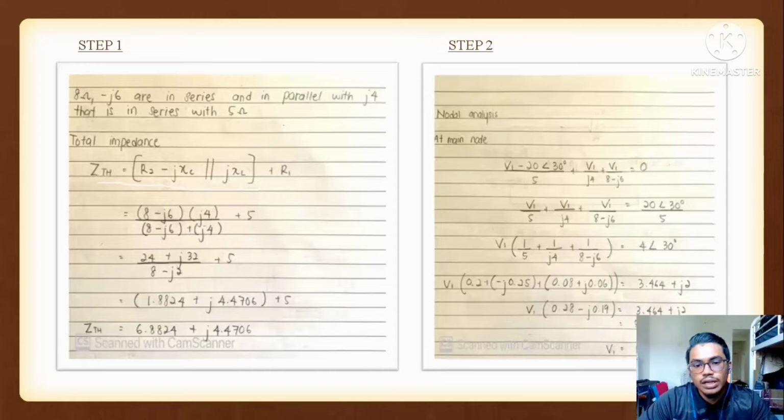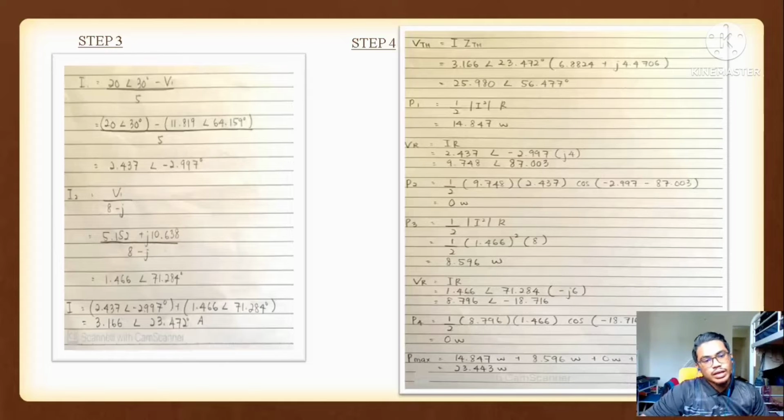We go to the second step. We apply nodal analysis at the main node. We can see here this is our V1, minus our V source, divided by 5, which is our R1 at the first place, and then this is our j4, and this is our series branch at the back. We calculate, and we get V1 is 11.819 at an angle of 64.159 degrees.